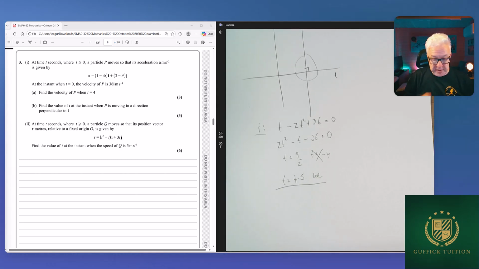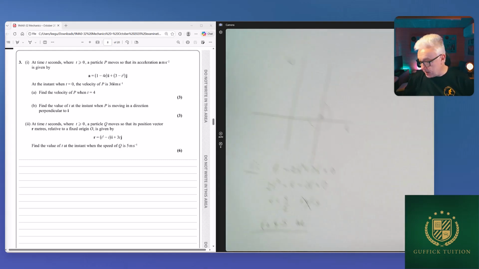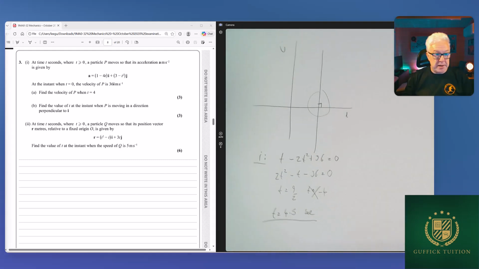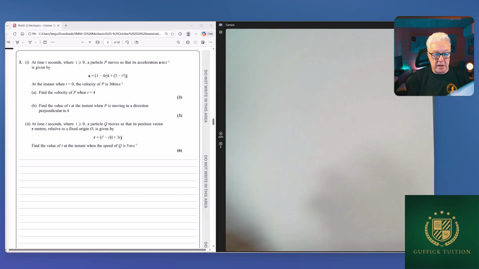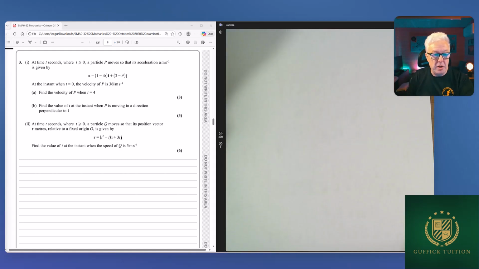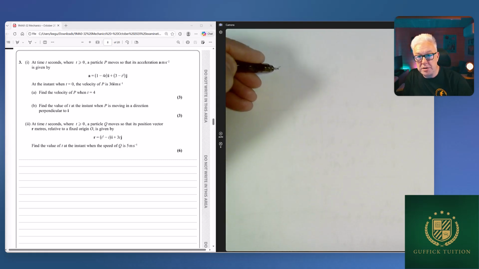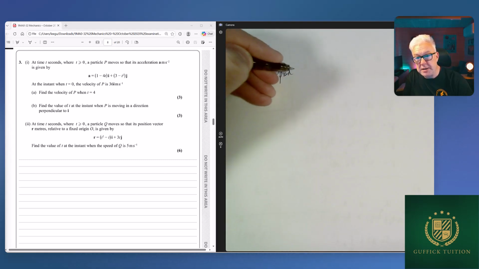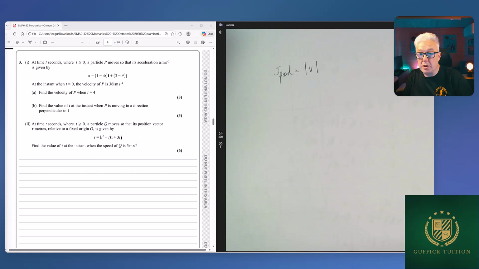Now, this next bit's worth 6 marks, so we perhaps expect it to be quite challenging, but let's see what it says. At time t seconds, where t is greater than or equal to 0, a particle q moves so that its position vector r relative to a fixed origin is given by that. Find the value of t at the instant when the speed of q is 5 meters per second. So speed, we should note, is equal to the magnitude of velocity. So we need to find out what the velocity is.